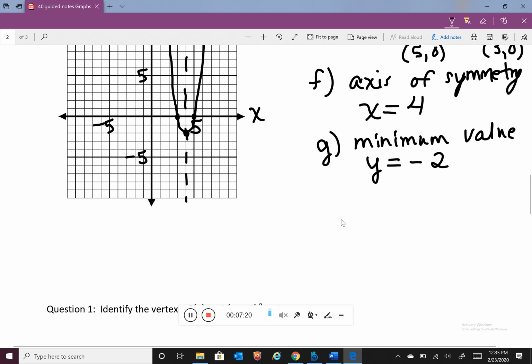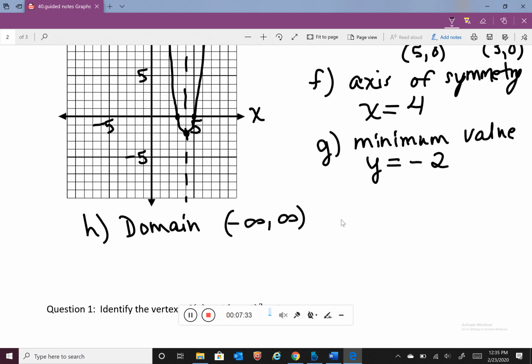And then finally, for domain and range. Domain is always asking the question, what am I allowed to put into my function? Well, you can put anything into this function, and you can see this as it's going to the left forever and to the right forever. And so the domain is all real numbers.